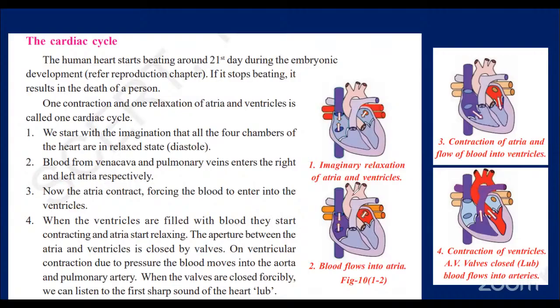And when the ventricles are filled with the blood, they start contracting. Okay, and atria start relaxing. So ikkada ventricles contract avutayi, atria relax avutayi. So the aperture between the atria and ventricle is closed by valves.